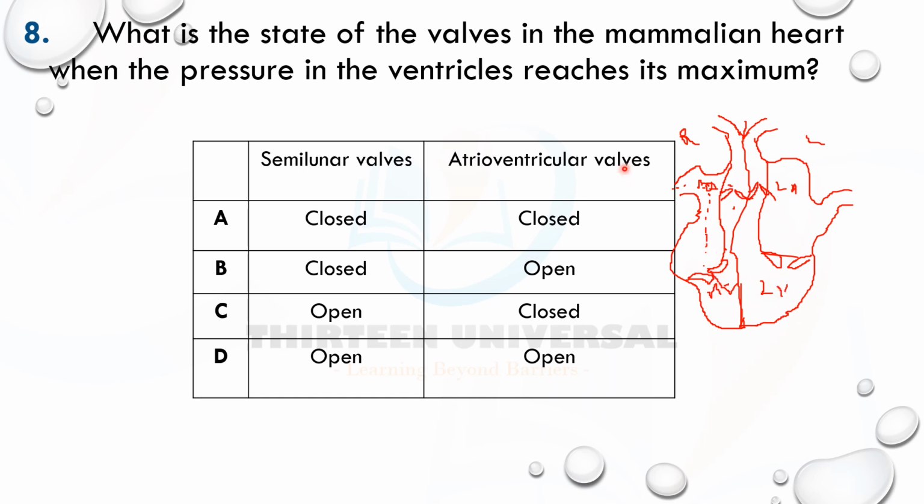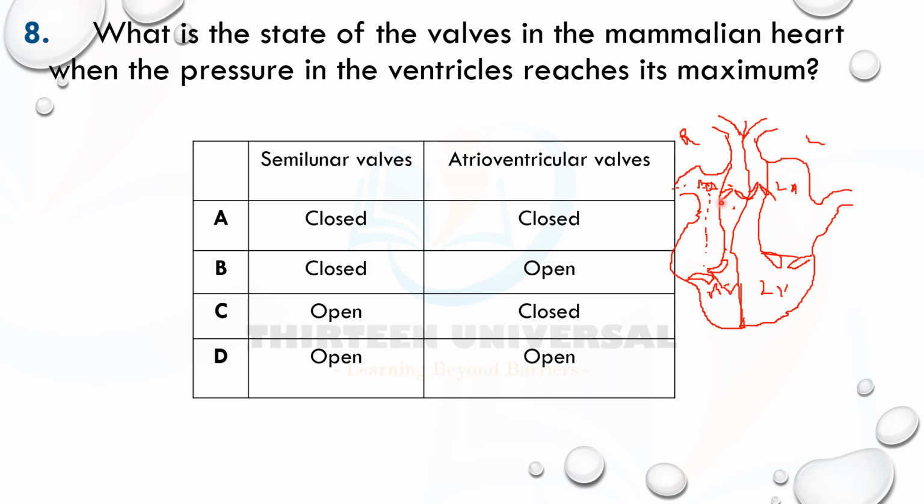Okay, now, but you see, the question is asking us, what is the state of valves in the mammalian heart when the pressure in the ventricle reaches its max? So when the ventricle starts contracting, these two valves will close. These are the atrioventricular valves. This is a bicuspid valve. Both of them are called atrioventricular valves because they prevent backflow of blood from the ventricles to the atria. So they will close so that blood does not flow back to the atria.